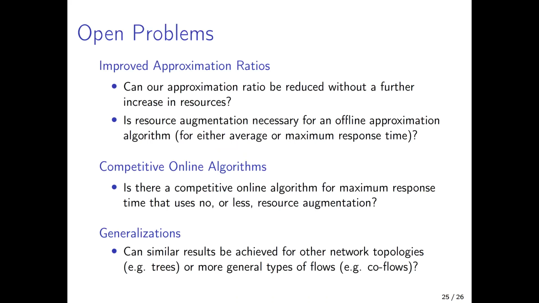We conclude our talk with discussion of some open problems. This paper explores some of the areas of flow scheduling on a switch, and much work remains in several directions. One direction might be to improve the approximation ratio without a further increase in resource augmentation, or to eliminate the need for resource augmentation entirely. For offline as well as online algorithms, it is not clear that resource augmentation is necessary to achieve good approximation or competitive ratios. A different direction is whether or not similar results can be achieved for other network topologies like trees, or more general types of flows like coflows.